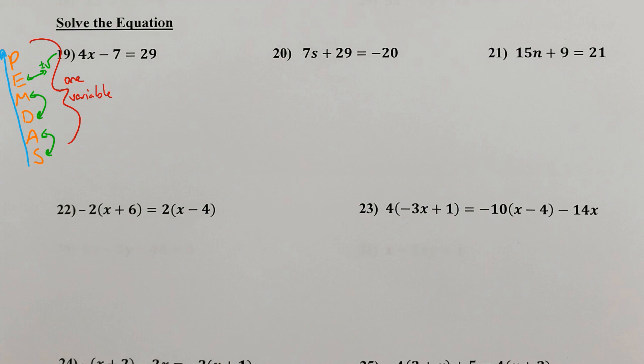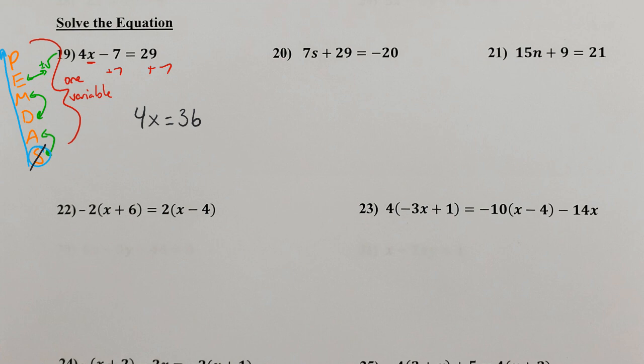Right? So this is for one variable. It's a little bit different when there's multiple variables, and we'll go through that. So I see one variable right here. The first thing I do is I look for subtraction. I see subtraction, minus 7. How do I get rid of a subtraction? I add 7 to both sides. So I end up with 4x equals 36.